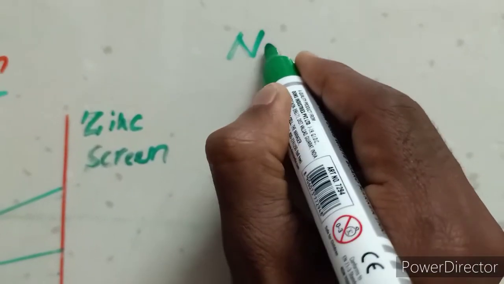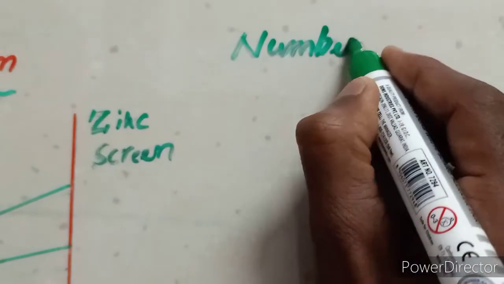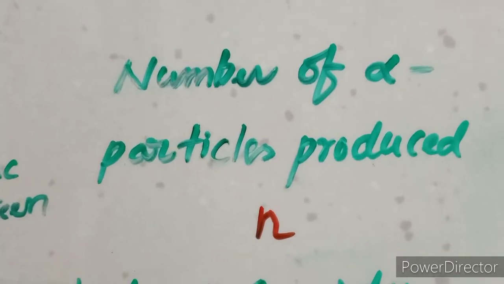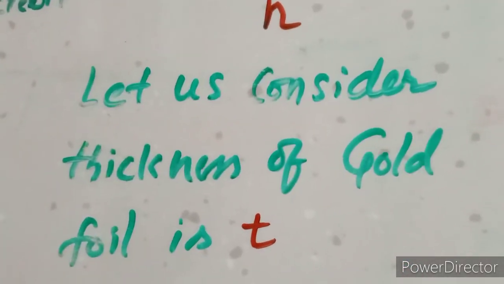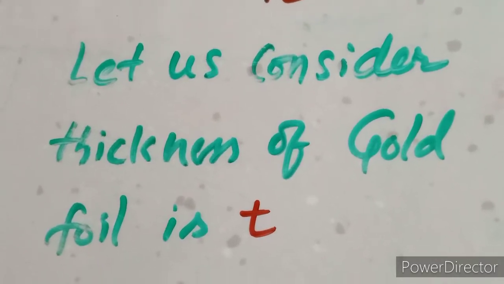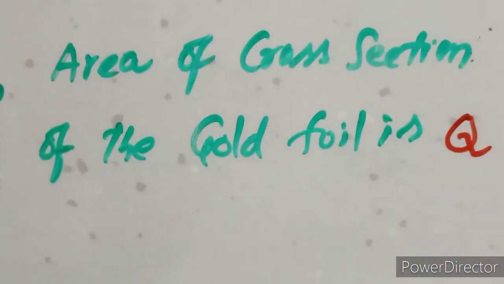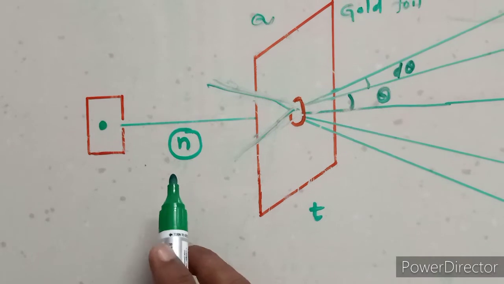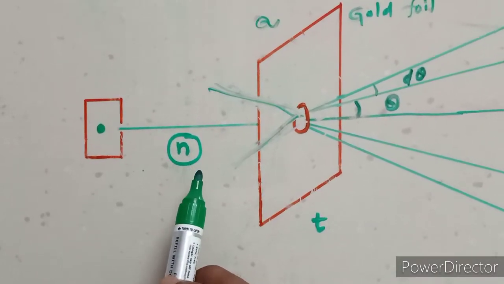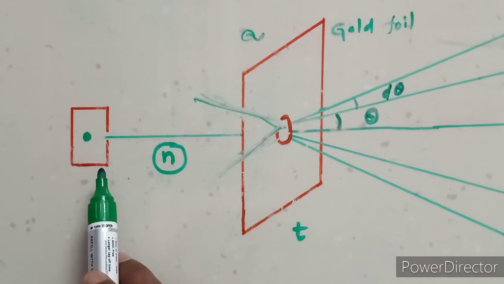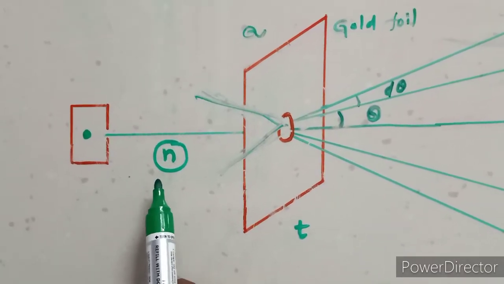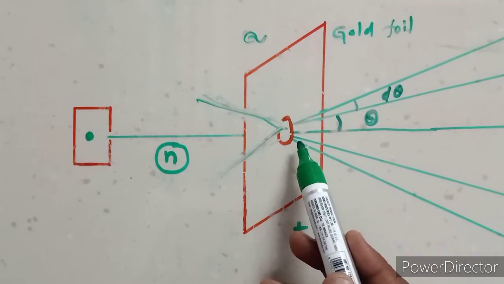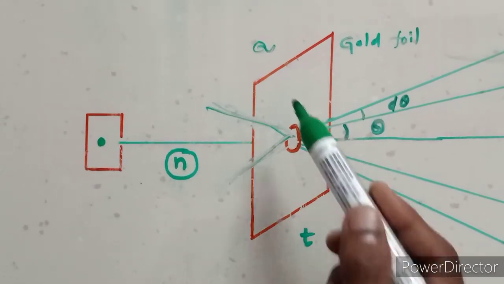The number of alpha particles produced is small n. Let us consider the thickness of the gold foil is small t. The area of cross section of the gold foil is q. So the n alpha particles produced from the electric oven are incident on the gold foil whose thickness is small t and cross section q.